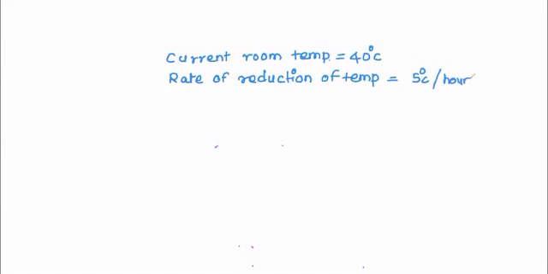hour. Okay, now because it is a rate of reduction, we are going to use minus sign because it is reducing. If it is increasing, we would have used plus sign. Because it is reducing, we are using minus sign. So temperature is reducing at minus 5 degrees. So it is reducing at 5 degrees per hour, means it is minus 5 degrees every time it's happening.